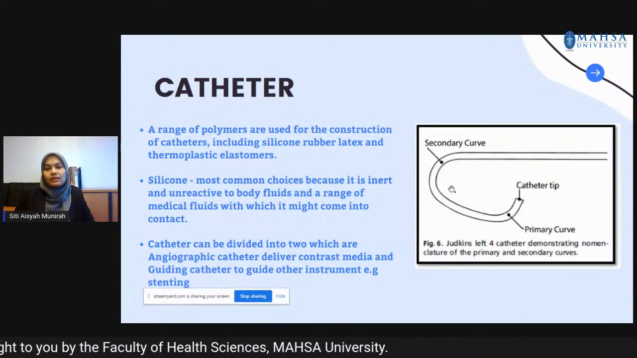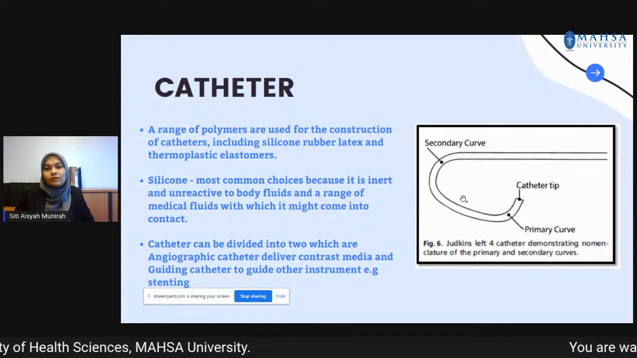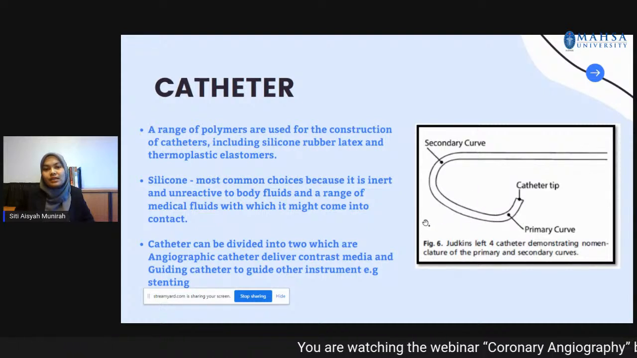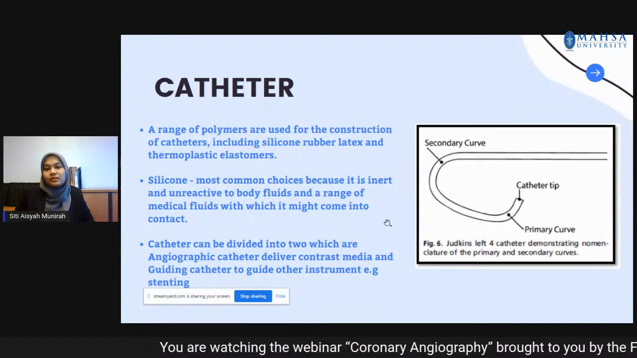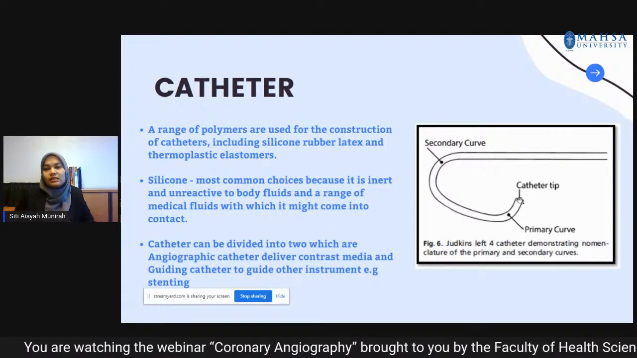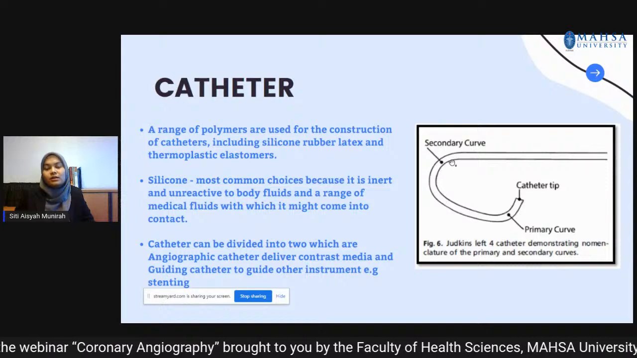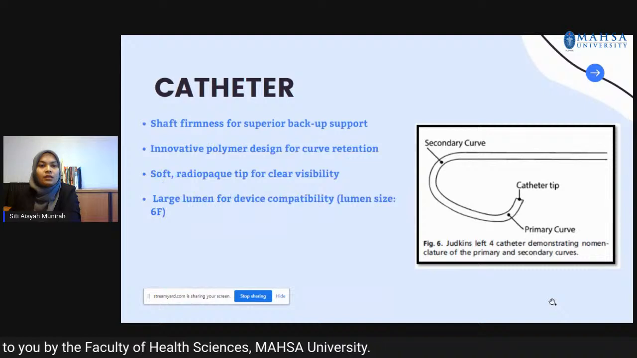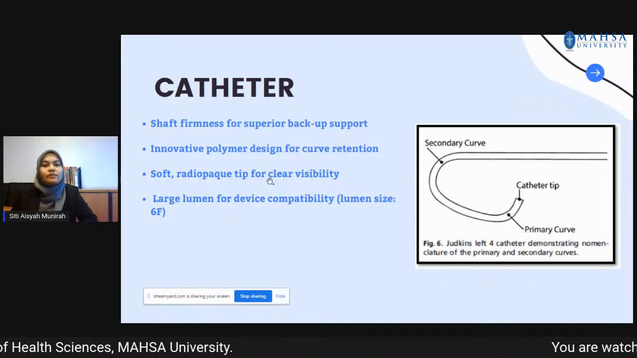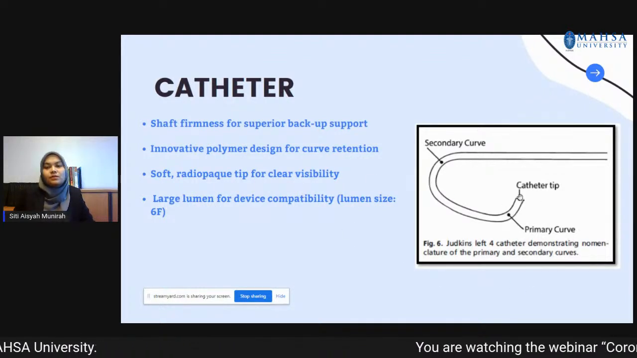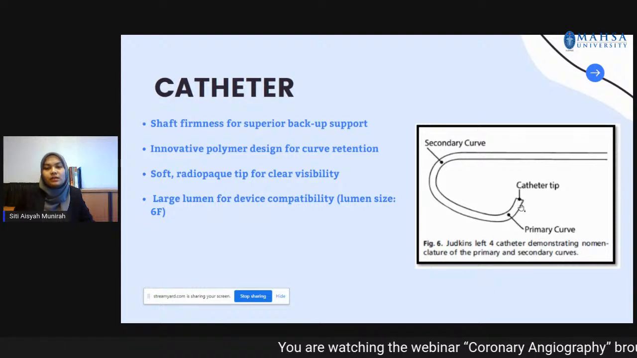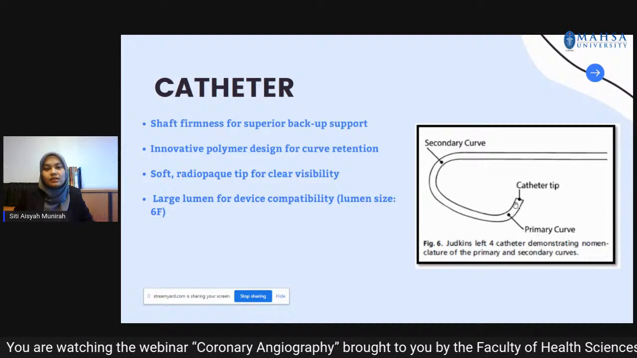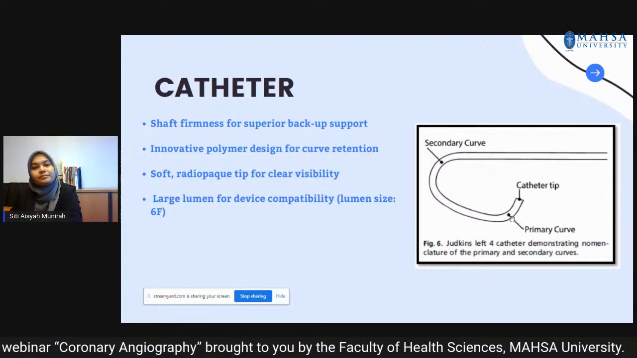The catheter is made of silicone because silicone is inert and unreactive to body fluid and the other range of medical fluids that come in contact. So with silicone, it is safe to be inserted inside the blood vessel of the patient. The catheter is soft and radiopaque, so the tip will be clearly visible on the image. It will be safe at the specific site for injection of the contrast media.